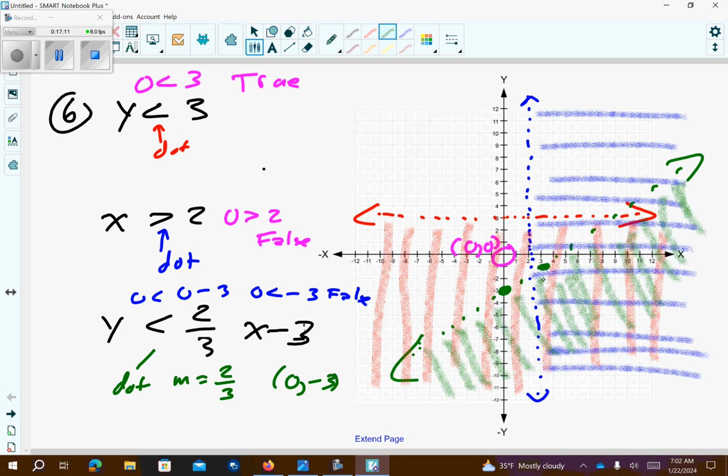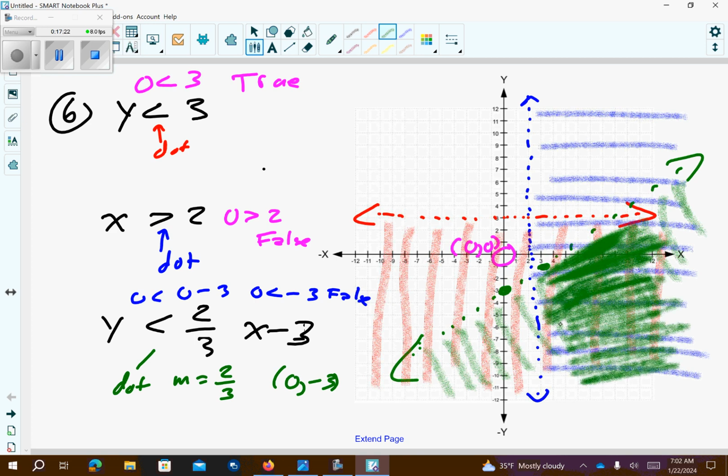So the region that is here, I'm going to color this in the best I can. Down in here, this is where my solution lives. See this? Because the red, the green, and the blue all overlap each other. So this is where my solution is. Okay? Hopefully that'll help you out.